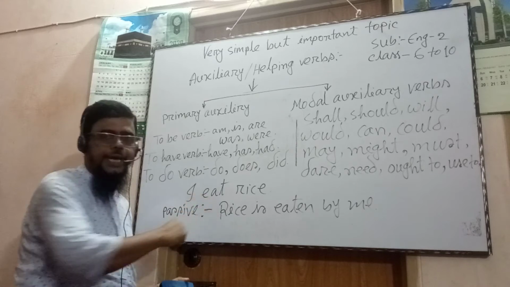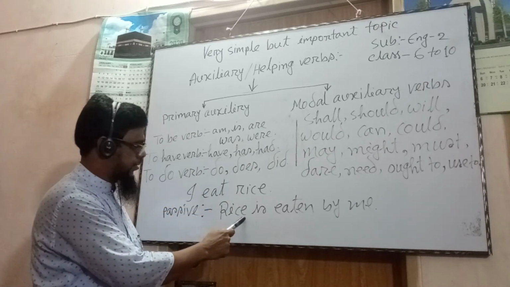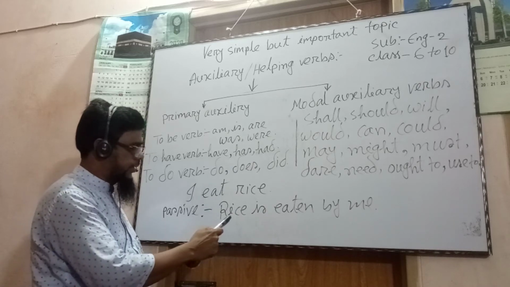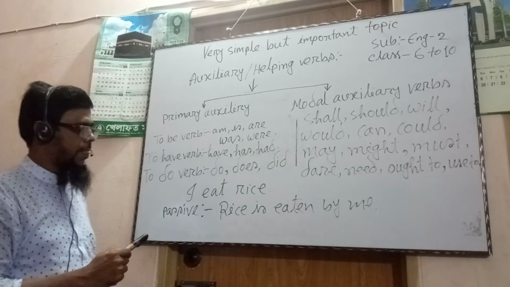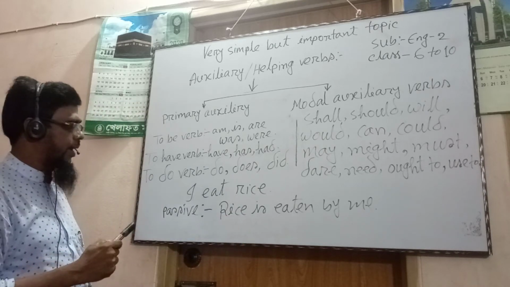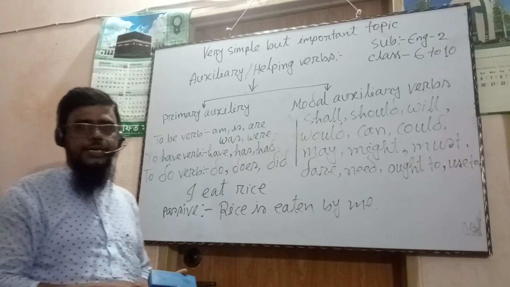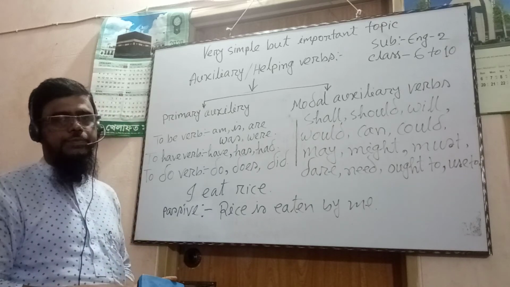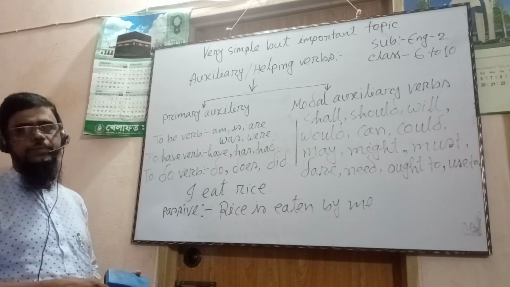This sentence is active and this sentence is passive. So in this sentence, "is" is the auxiliary verb. So I can say in passive form auxiliary verb is needed. All kinds of passive form.